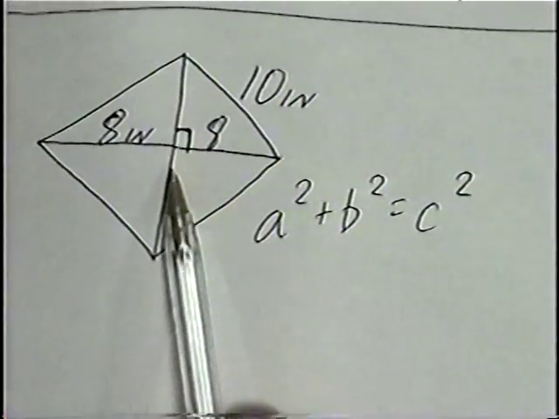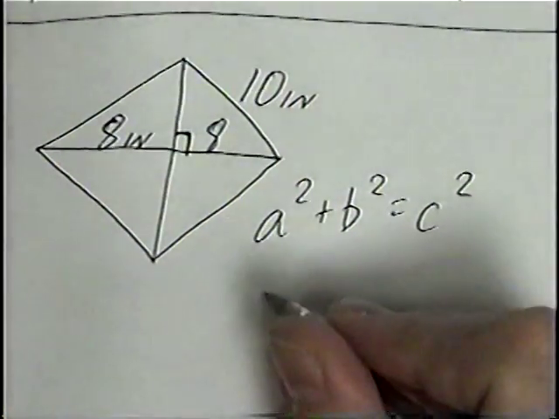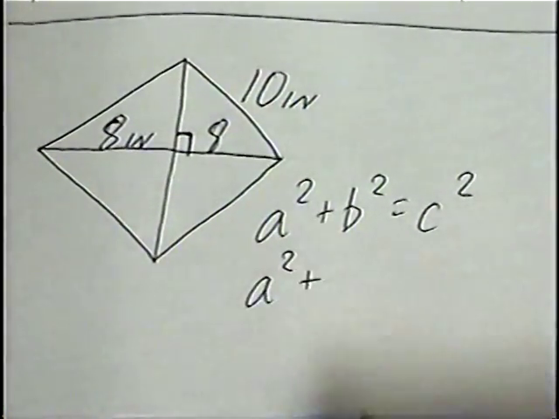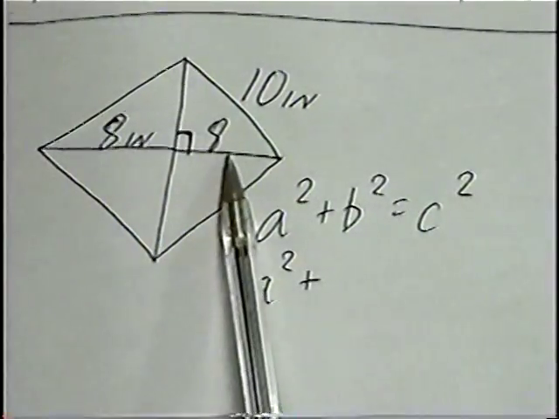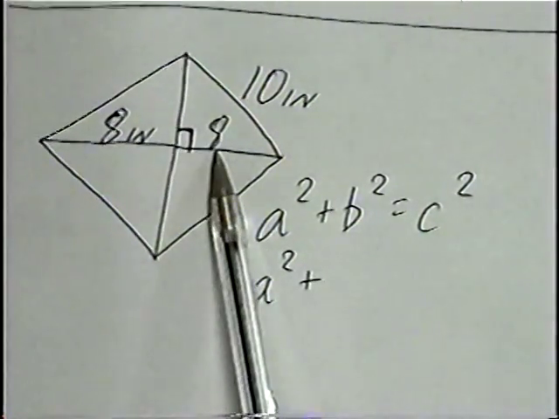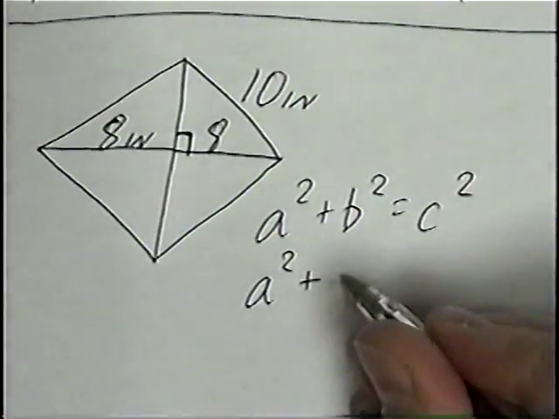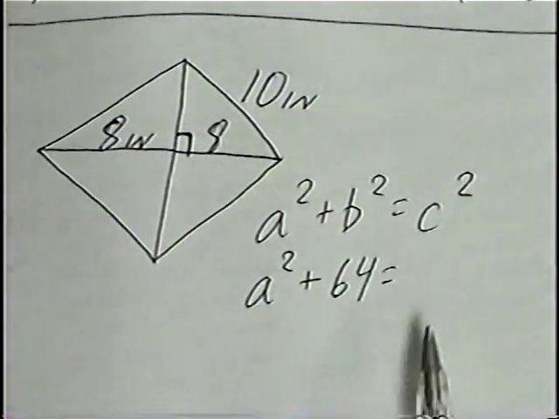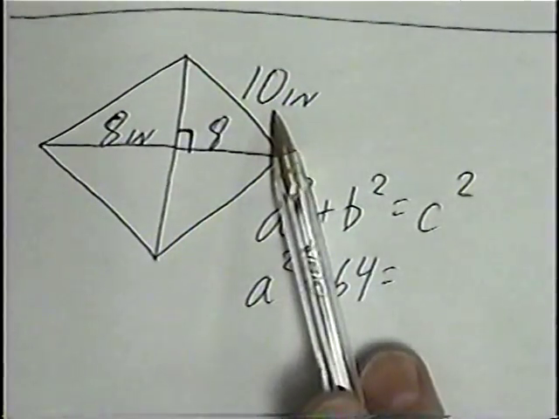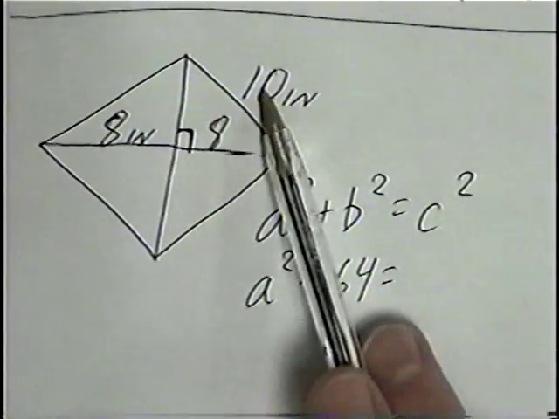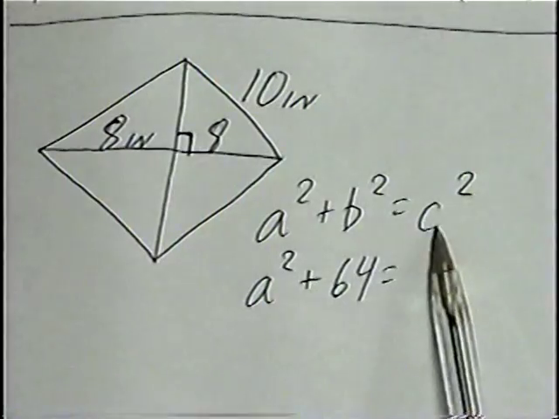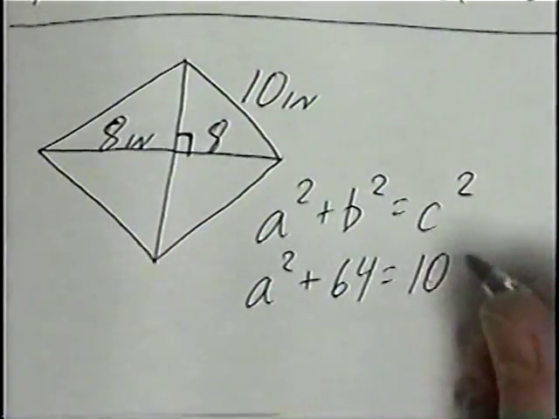The missing side, one of the legs, we can let be a, so a squared would stay the same. B squared is the other side of the triangle that touches the right angle, in this case 8. 8 squared would be 64. And c is the hypotenuse, or longest side, which is across from the right angle. In this case it is 10, and 10 squared would be 100.